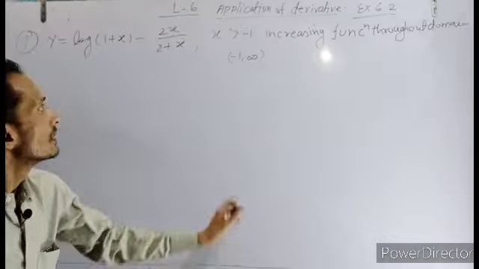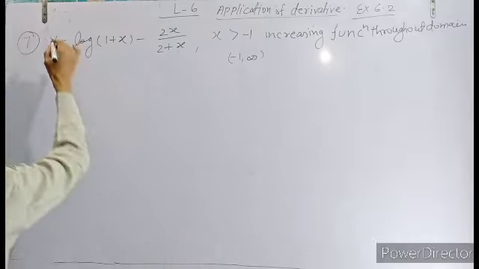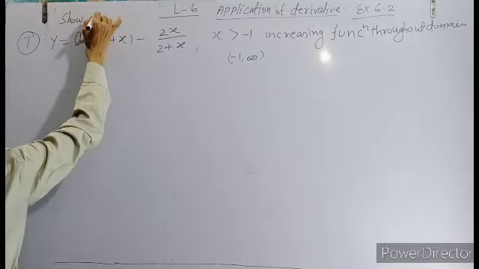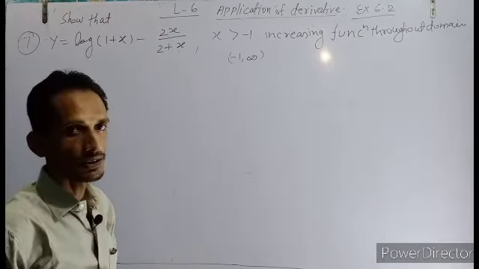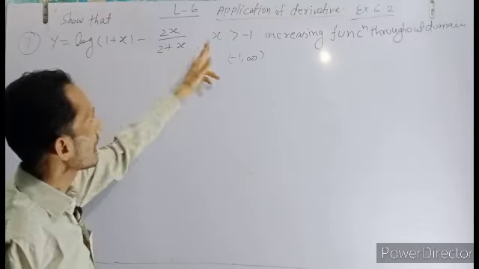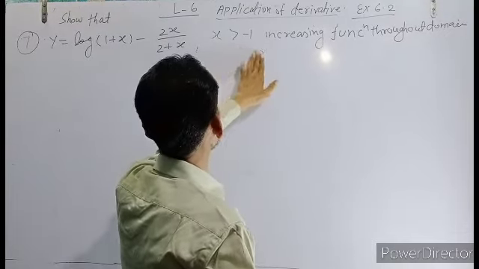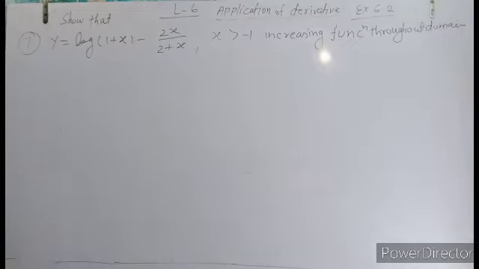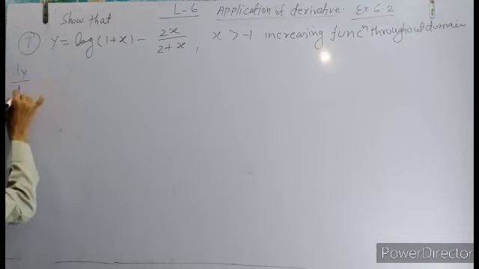So what do we have to do? Prove that, or show that, in this interval this function is increasing. If x is greater than minus 1, the function will become an increasing function. So what is the process? First we have to find the first derivative. First derivative means f dash x, so dy by dx. First derivative is dy by dx.